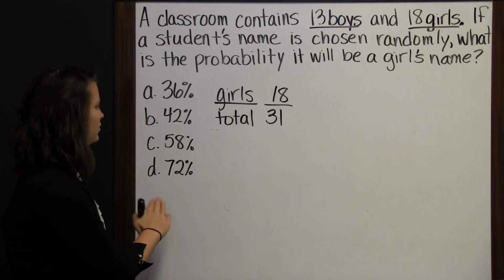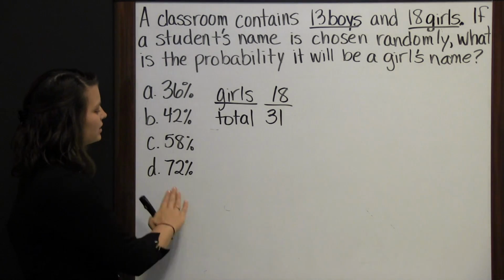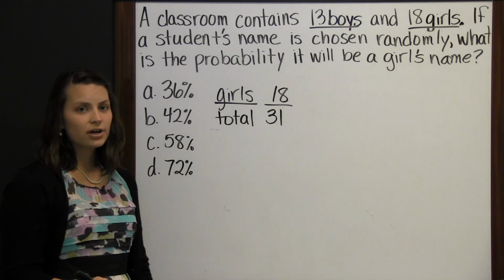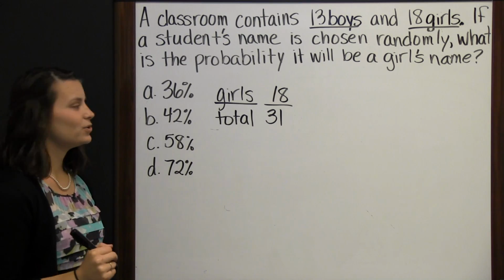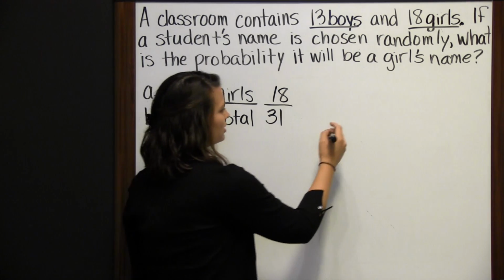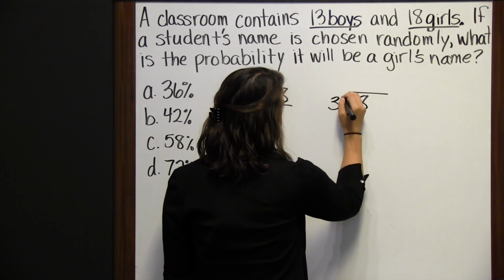If we look at our answers, though, our answers are not in fraction form. Our answers are all in percentage. So we need to convert our fraction into a decimal and then into a percent. So to convert our fraction into a decimal, we just divide. 18 divided by 31.